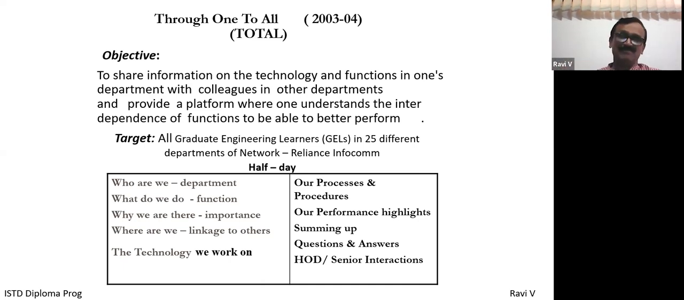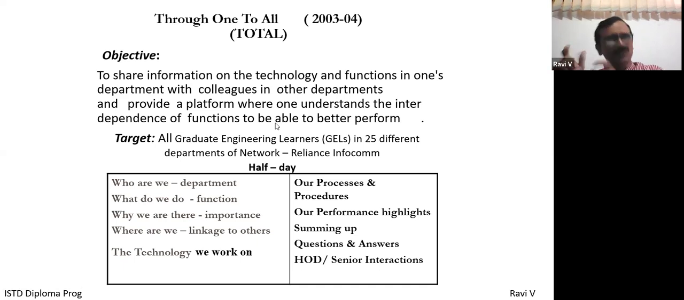So people from different departments come in. Department-wise, the senior batch boys and girls used to come and explain each department by function. By importance, what is the interdependence? What is the technology we work on? What are the processes and procedures we have? What have been our highlights, just in 3-4 months? And the HODs' interactions were also there.